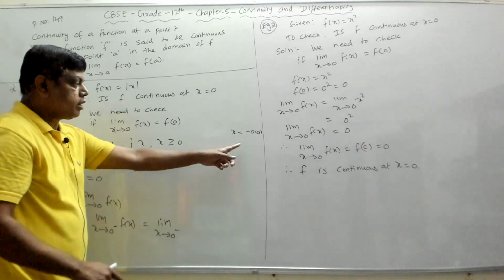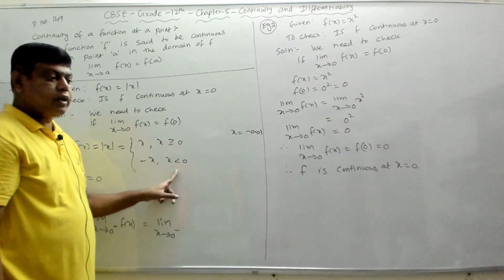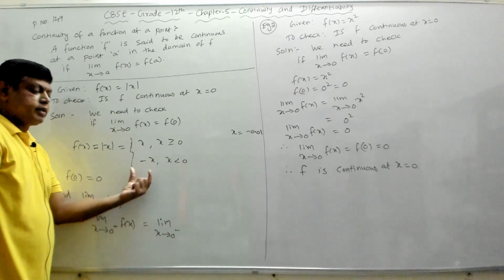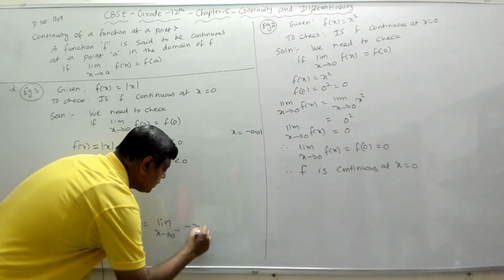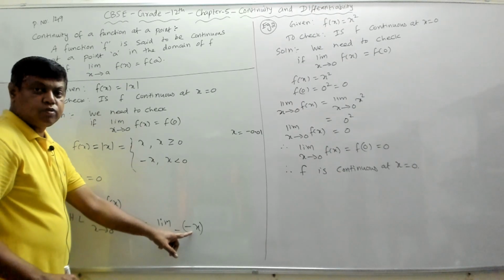So x is what here? Minus 0.01, which is negative. It falls under this category. So we should use this function, minus x. So in the place of f of x, I'll put minus x. So limit x goes to 0 minus of f of x is what? F of x is minus x.